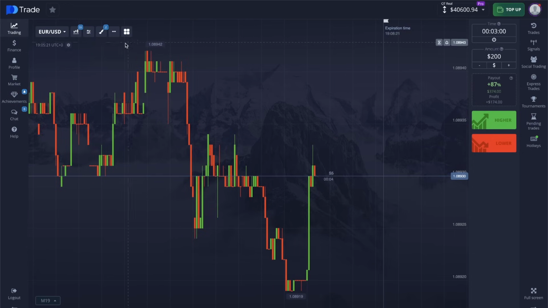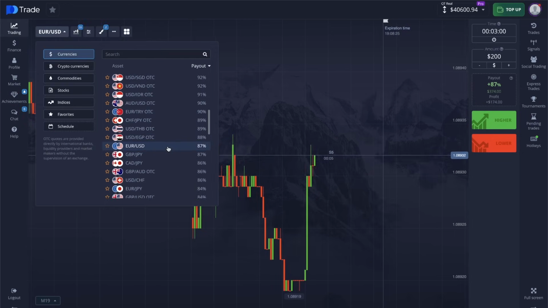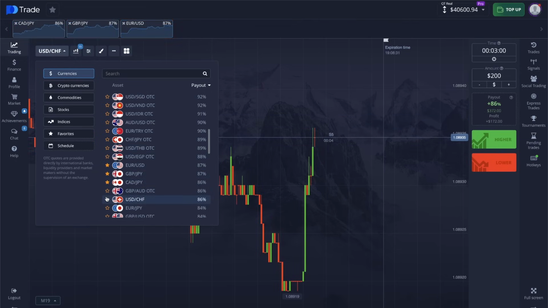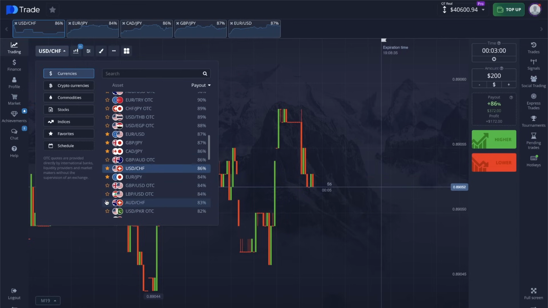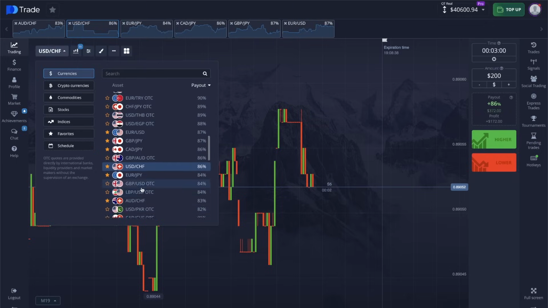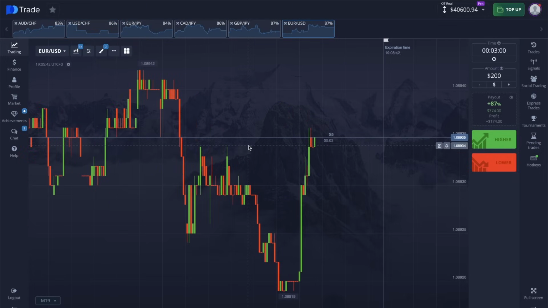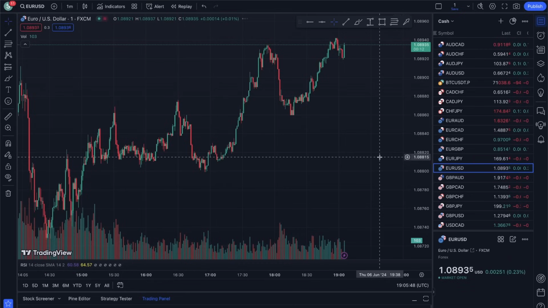First, we need to choose the currency pairs with the highest payout percentages. Then we will move to TradingView for a more detailed and thorough analysis. It is very important to conduct a detailed analysis to understand where the market is heading and what trading situations might occur, as well as to understand how you will handle them. We have selected a large number of currency pairs with the highest payout percentage, so let's go in order. Let's start with the euro dollar.